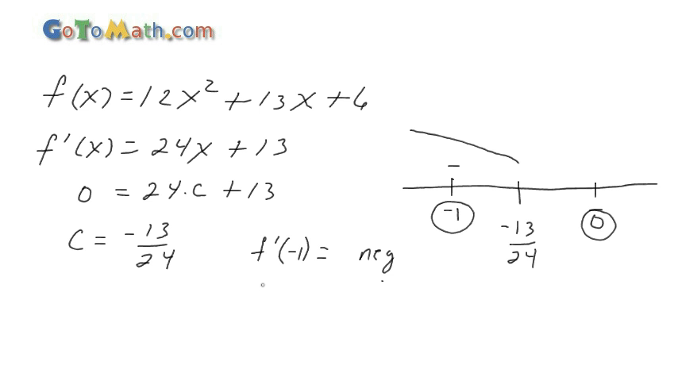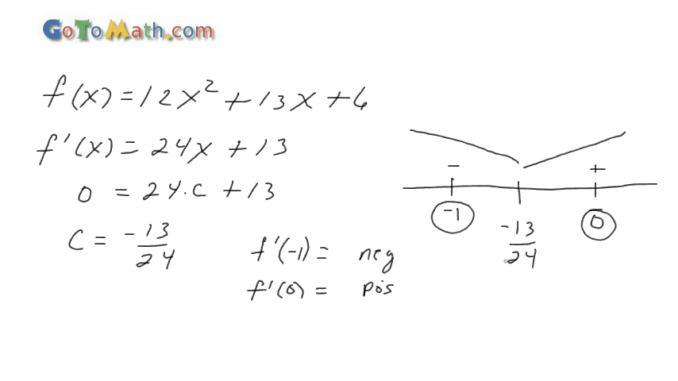And now let's plug in f prime of 0. So we plug 0 in, we get 13, so we know that this is a positive. I'm not writing what these are equal to. Like I said, all we care about is if it's negative or positive. So it's increasing, so you can see that this will be a minimum.